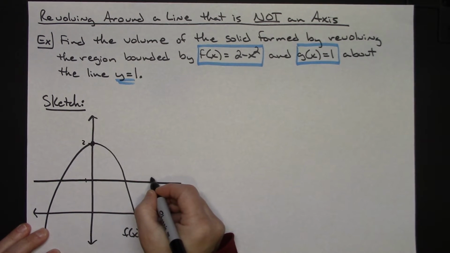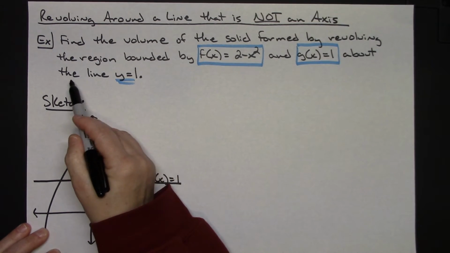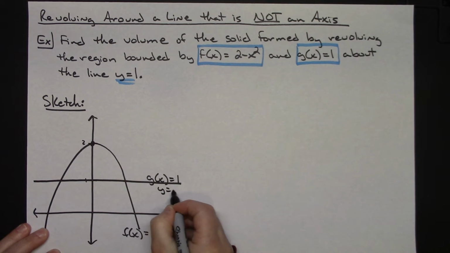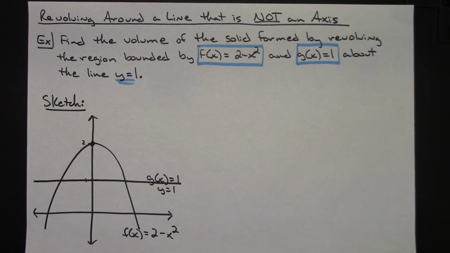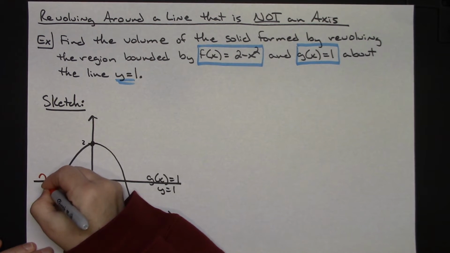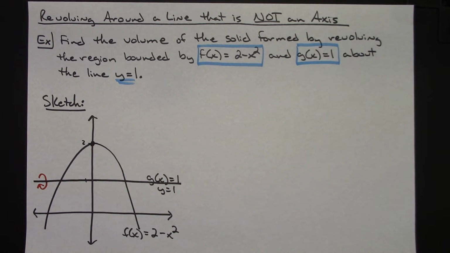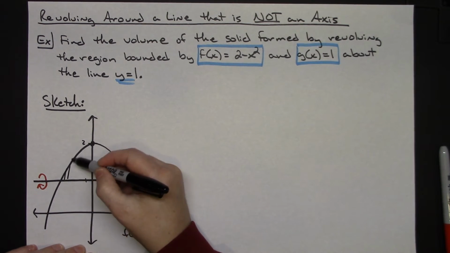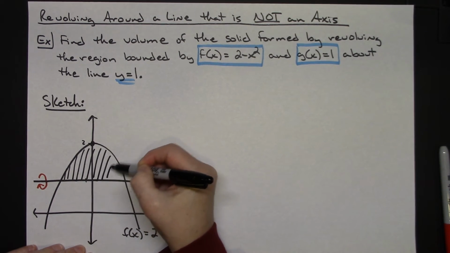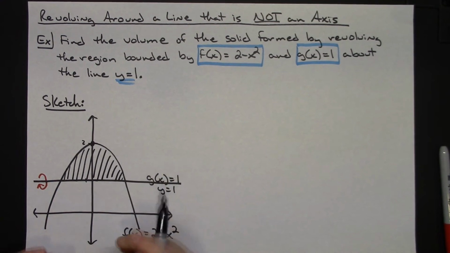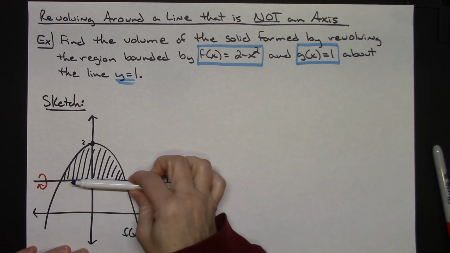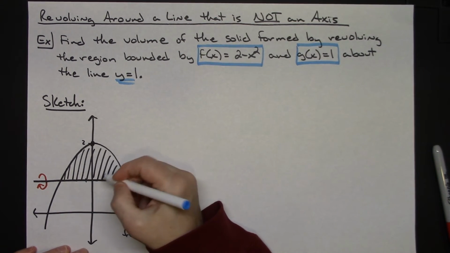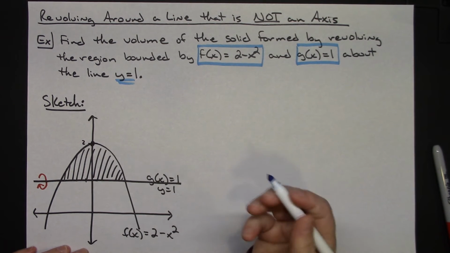So this is g of x equals 1. But I'm also revolving around this y equals 1, so it really doesn't make any difference there. Now I'm going to be revolving around that, so I'm going to put my little arrow on there to remind myself which way I'm going. Now if it's bounded by those two curves, that means I'm focusing on this area right in here. My representative rectangle then is going to touch my axis of revolution and my curve, and everything is in terms of x here, so we're good.